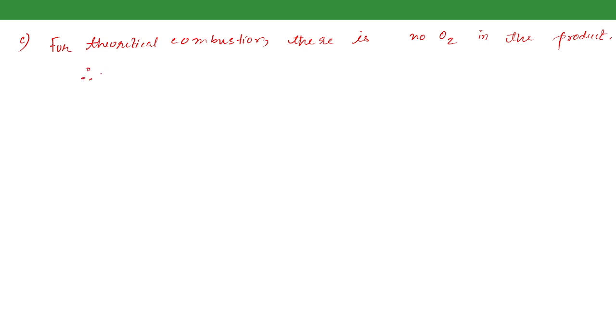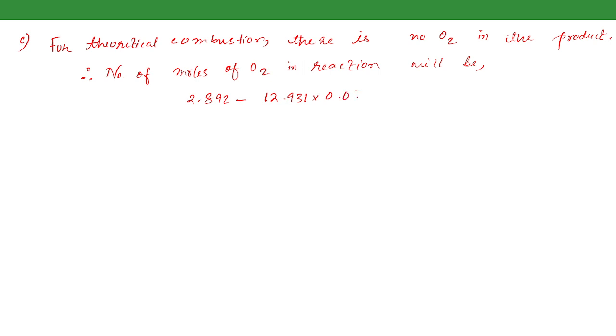Therefore, the number of moles of oxygen in reaction, that is on the reactant side, will be 2.892 minus 12.931 into 0.07. This comes out to be 1.987 kilomole.